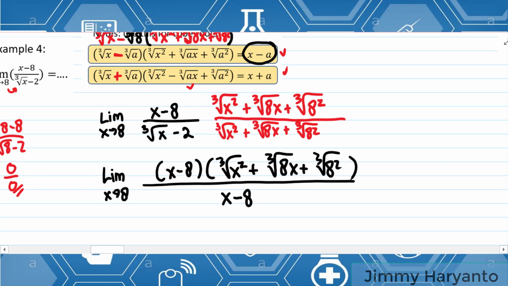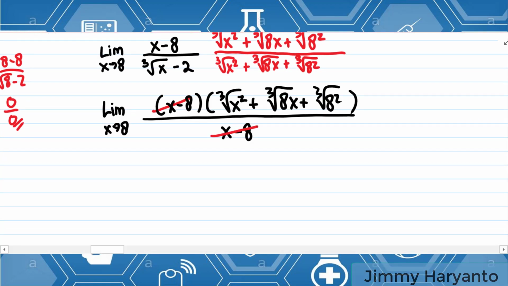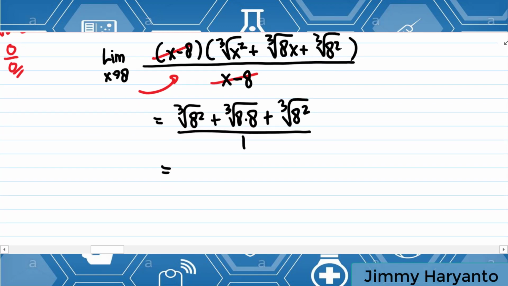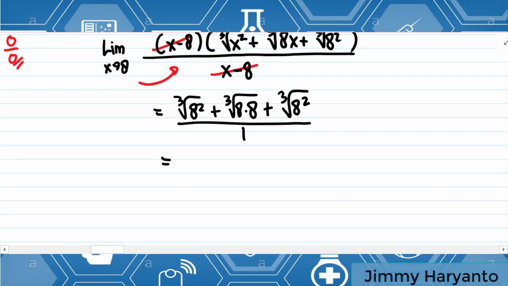In the bracket, you don't have to multiply the top one, you can cross out this one and then try to substitute the x again one more time. So it will be cube root of 8 squared plus cube root of 8 times 8, sorry, cube root of 8 squared over 1. So the result will be, this one is cube root of 64 equals 4, plus 4 plus 4 equals 12. There you go. Okay guys, that's it for today. We will continue our limit in the next session. Bye bye, thank you.